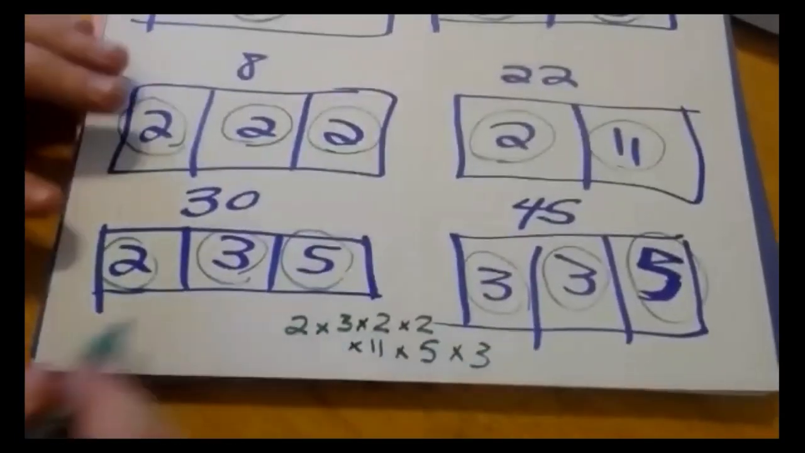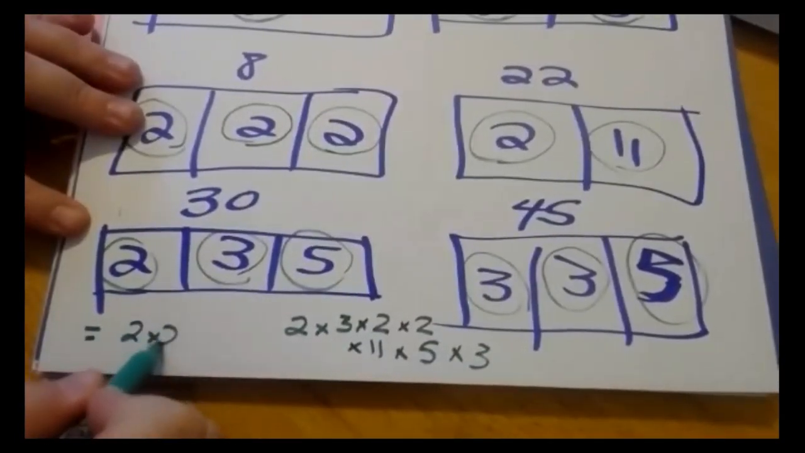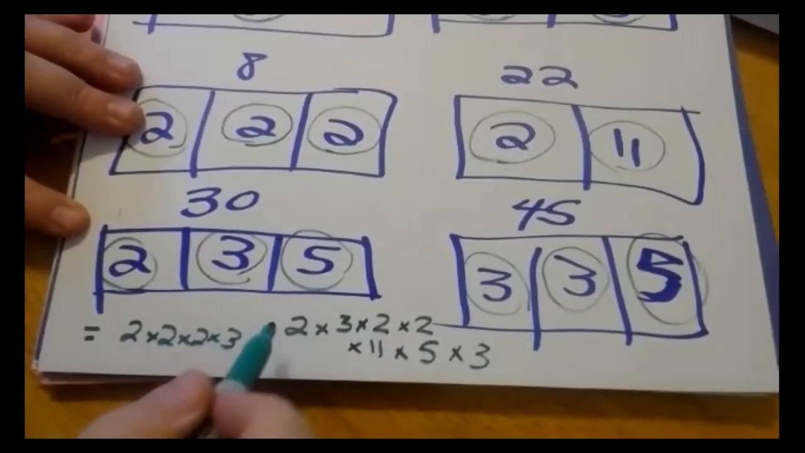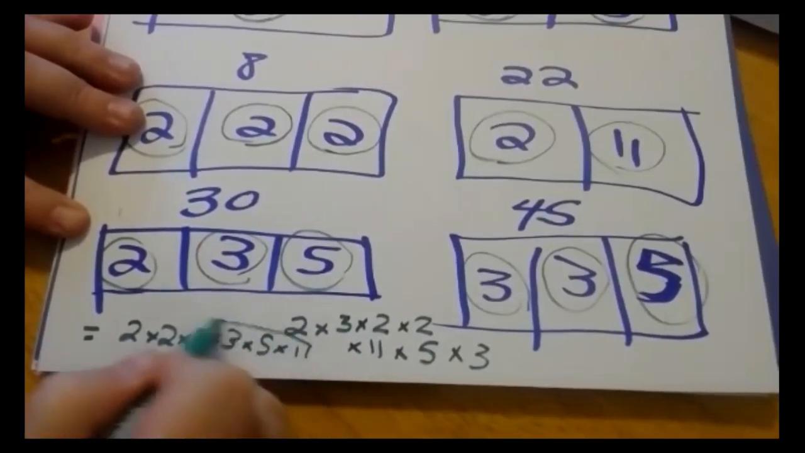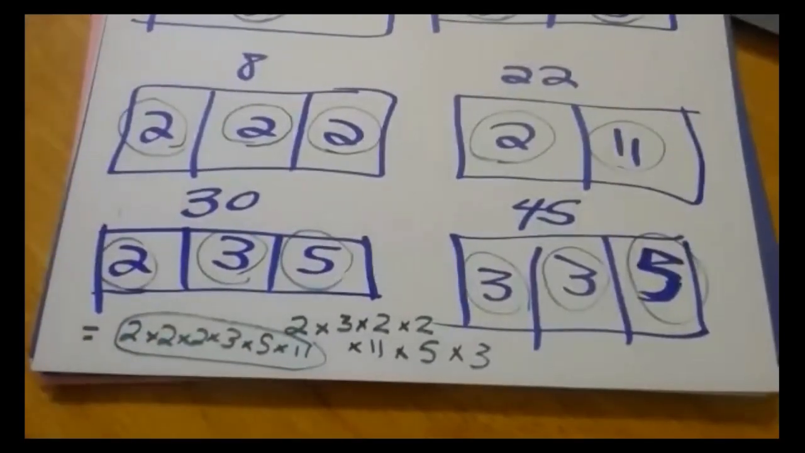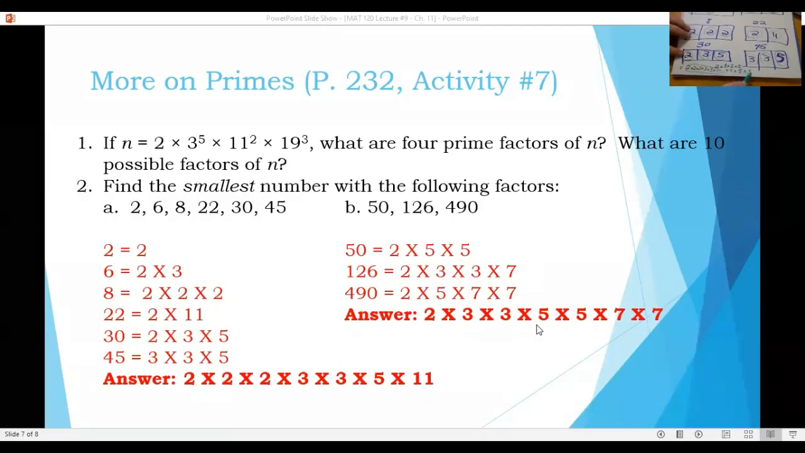Finally, put them in order. 2 times 2 times 2 times 3 times 5 times 11. This is the solution right here. I think I missed a 3. Yeah, I did. Look, there's 2 3s. See them? It's 3 times 3. There's one more 3 in there.